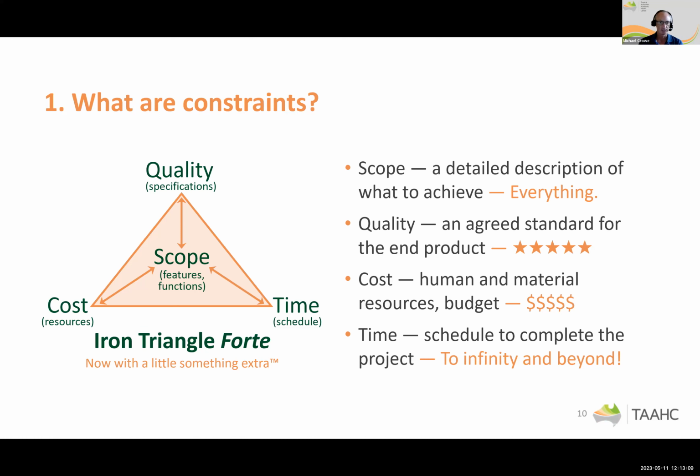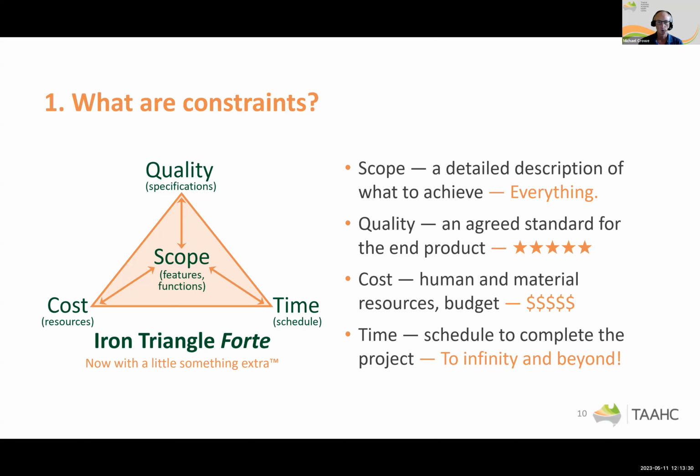Cost then is human and material resources: what budget do you have to do all this in? And time then is the schedule to complete the project and when different things need to be done.